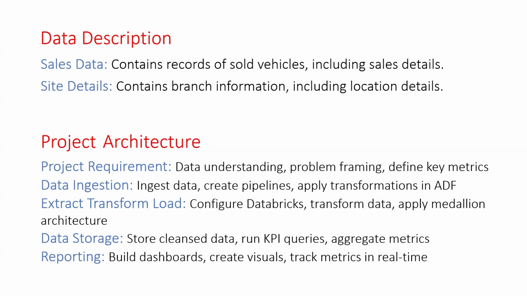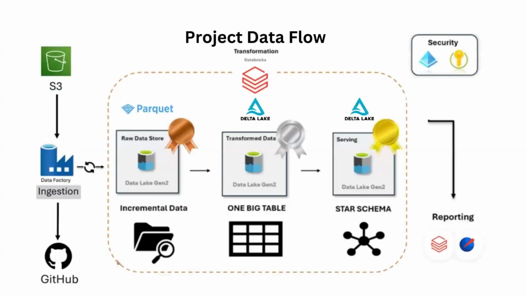Coming to the project architecture, there are a total of five phases: project requirement, data ingestion, ETL, data storage, and reporting. This is our project overview. Our source data is an S3 bucket, and for data ingestion, we are using Azure Data Factory, and we have configured GitHub with ADF and Databricks for version control.